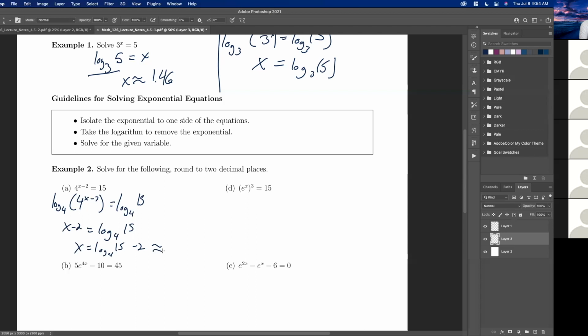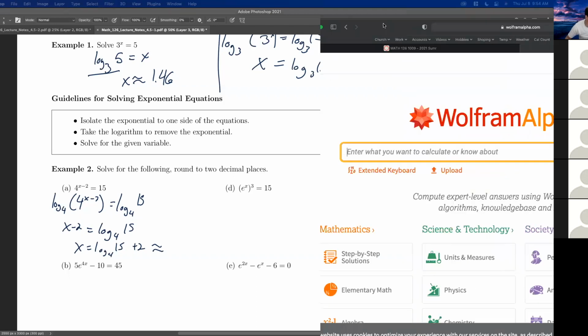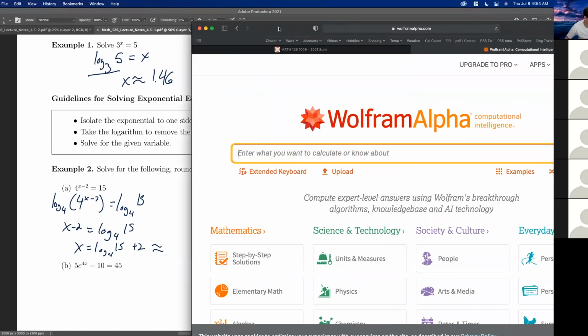We approximate that. And how do we do that? We just crunch it up. I said minus 2. This should be a plus 2. We just crunch it through on the calculator. And in this section, you really can't get away without a calculator. So let me show you how to do this.